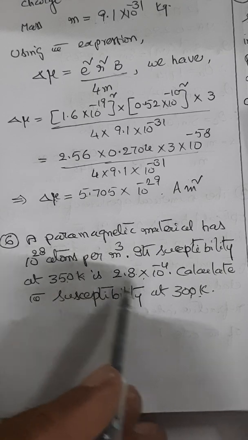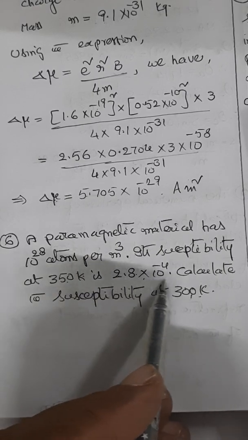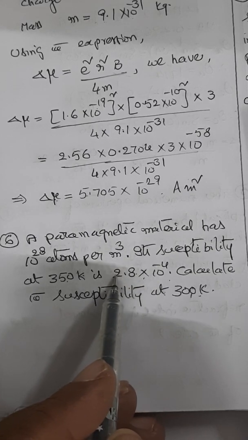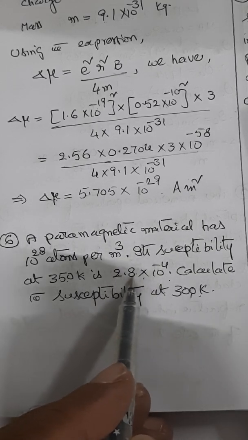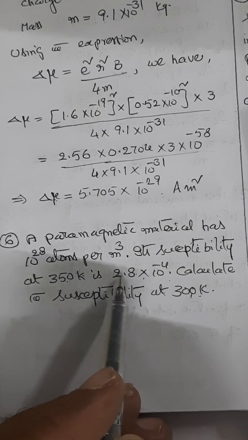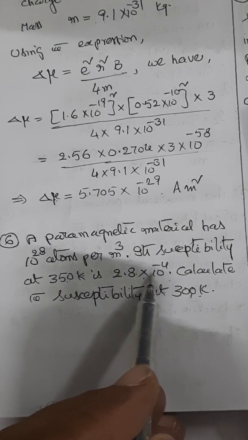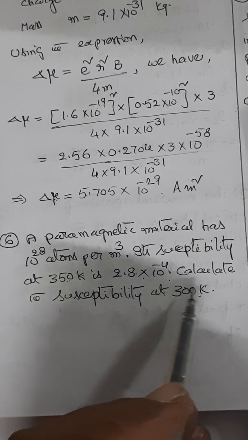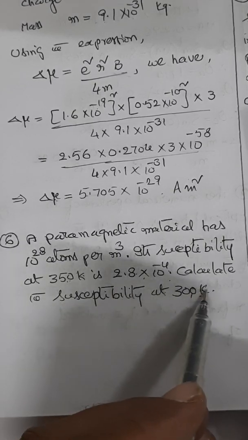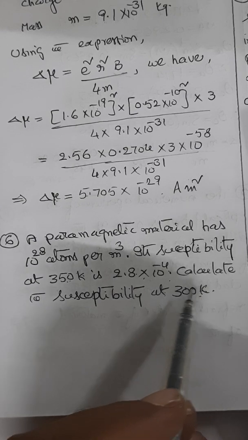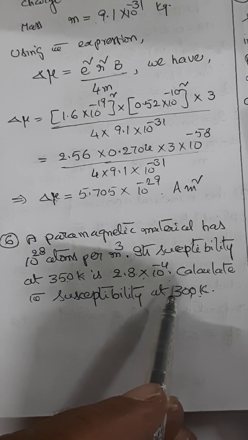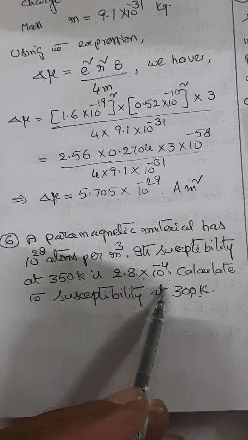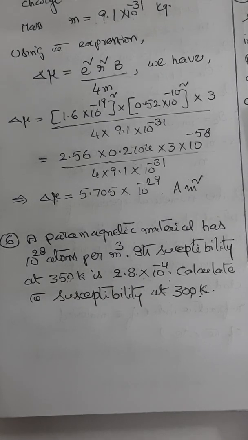And again you have two susceptibility values. One susceptibility value is given. Susceptibility is represented by psi. Therefore psi 1 is susceptibility 1, the susceptibility at 350 K, that is psi 1 is 2.8 into 10 power minus 4. You have to calculate the susceptibility at 300 K, that is psi 2 is to be computed. That means we need to find the relation between susceptibility and temperature.